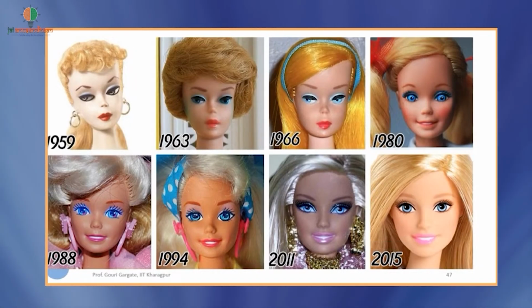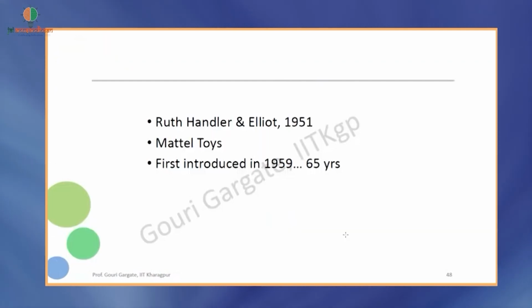Now, the picture which I have shown is of Ruth Handler and Elliot. It was a discovery, or we can say an invention. He was playing with the dolls with his daughter. At that time, Ruth created that particular doll, and you can see the modifications. Mattel Toys is a very big company. Every time I do a search report for industrial design, Mattel Toys always comes up. They have a lot of products protected using industrial design as an IP.